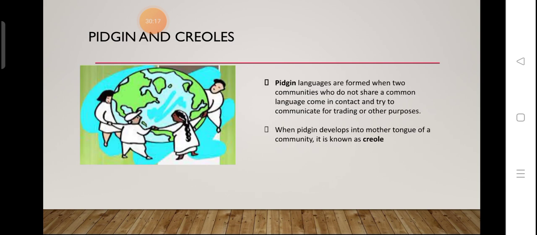And this is another one, it is Pidgin and Creole. See, when people belonging to two different communities come together for trade purposes, they don't have a common language to communicate. So what happens is eventually they evolve a new language which would be a combination of their native tongues. That is known as Pidgin. So Pidgin is formed when two communities who do not share a common language come in contact and try to communicate for trading or other purposes.